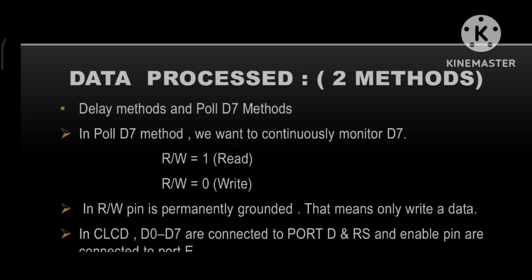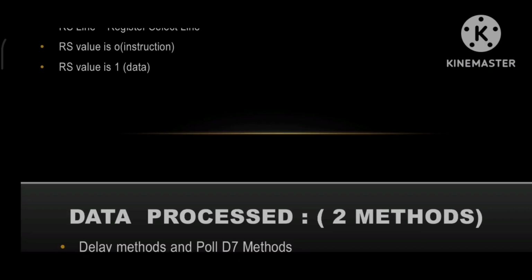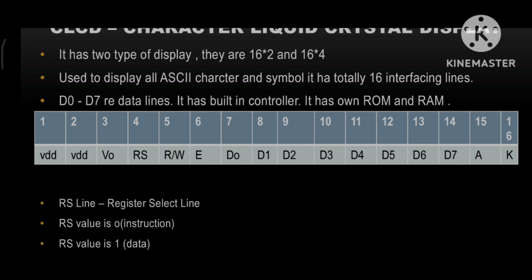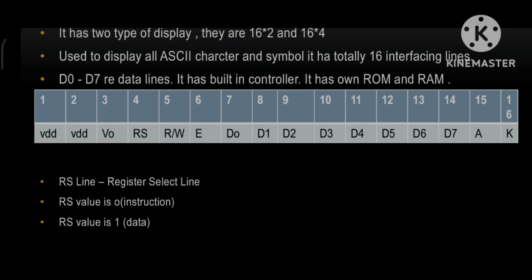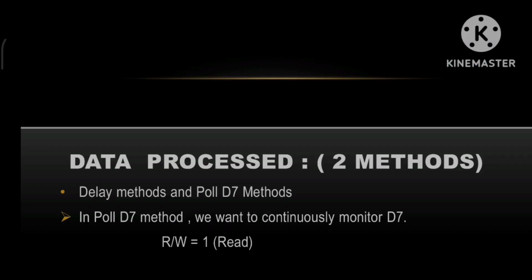For data processing, two methods are there: the delay method and the poll D7 method. In the poll D7 method, we have to continuously monitor the D7 pin every time. The D7 pin is line 14, as you can see here.